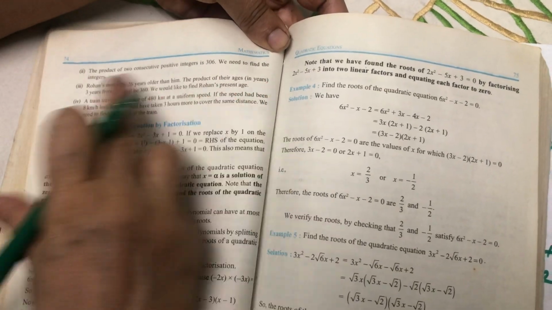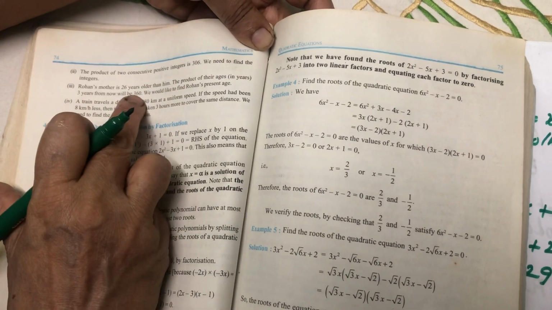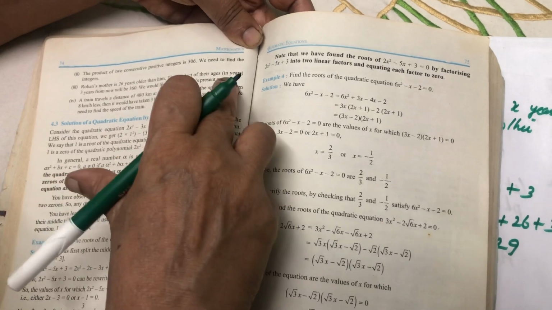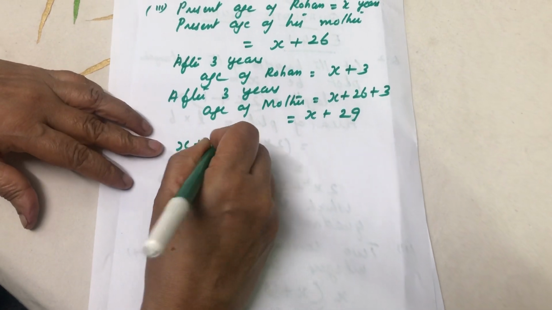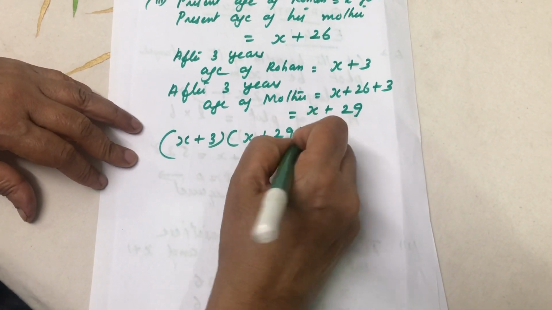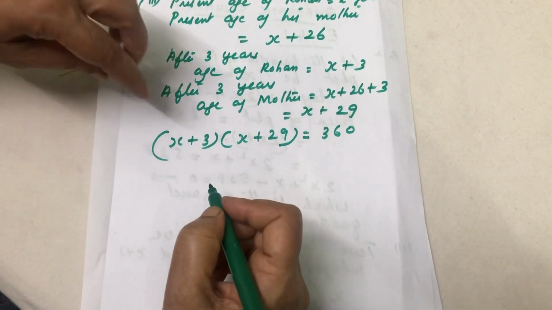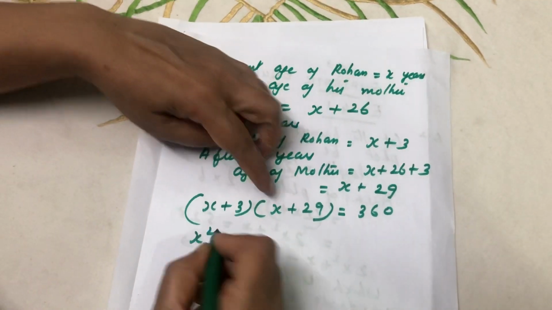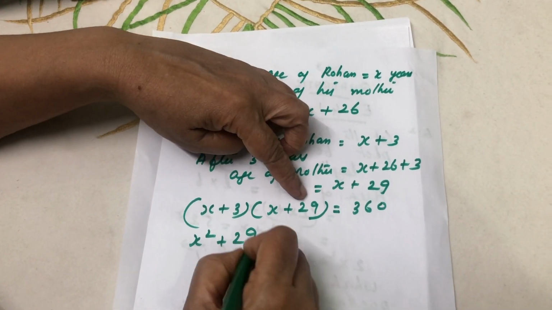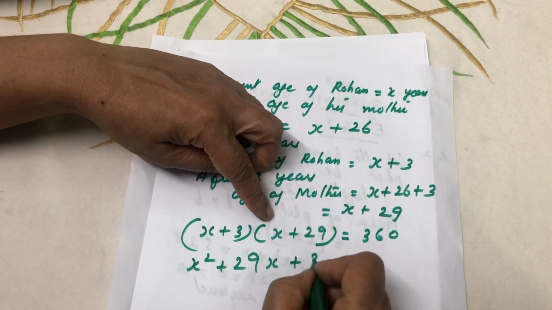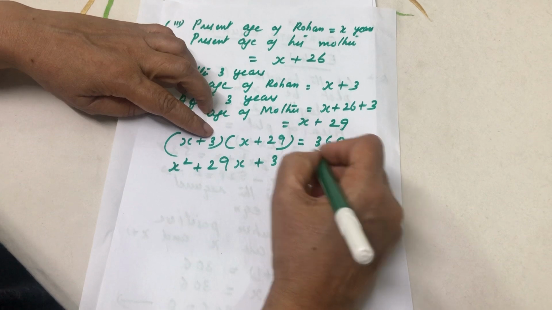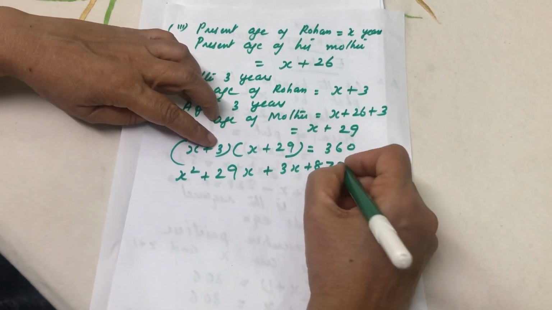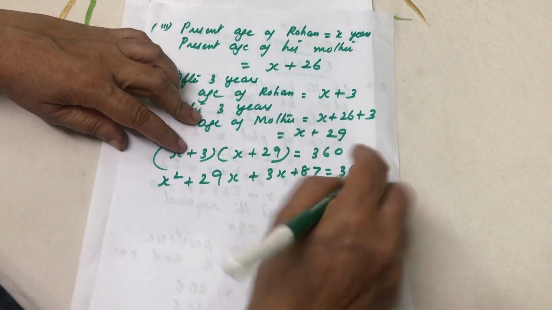Then it is given here the product of their ages in 3 years from now will be 360. After 3 years, the product of their ages is 360. Therefore, x plus 3 into x plus 29 equals 360. This x into x is x squared, x into 29 is 29x, plus 3 into x is 3x, plus 3 into 29. 3 into 29 is 87, equals 360. You bring this one to here.